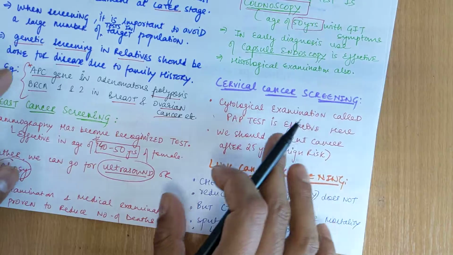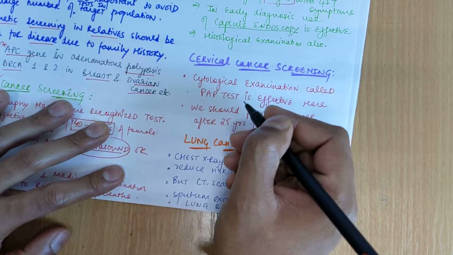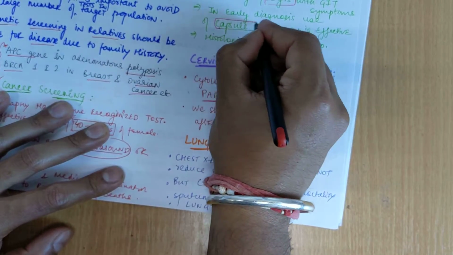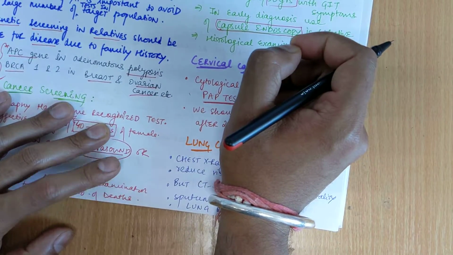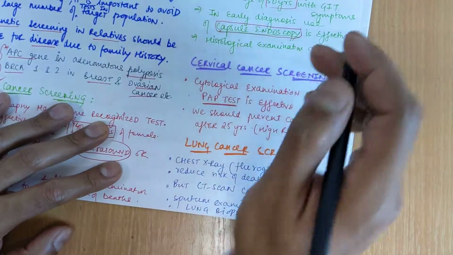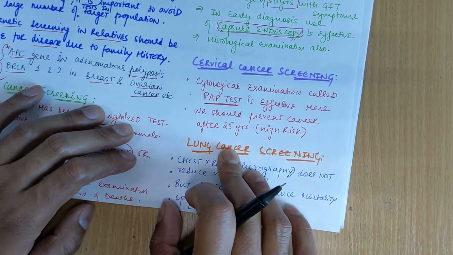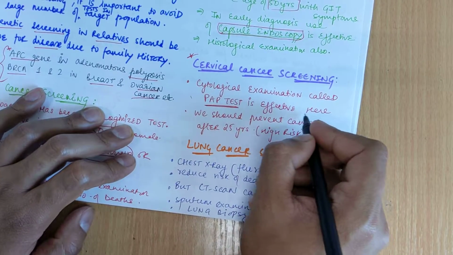Now we have cervical cancer. In cervical cancer we have to do the pap test. In colon cancer, for early diagnosis we can do capsule endoscopy, which is another type of endoscopy, and histological examination also. In cervical cancer we do the pap test, the specific test for cervical cancer, and the pap test is effective here.